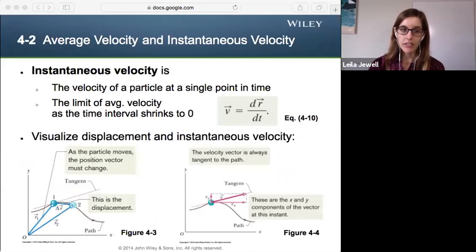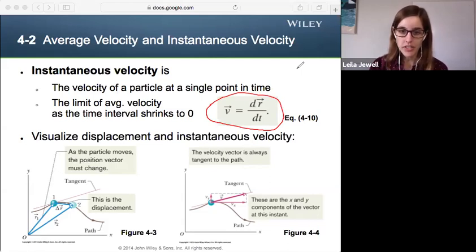Now, we also have instantaneous velocity. This is the velocity at a single instant or point in time. And that's where we look at the average velocity in the limit, the limit as that time interval shrinks to 0. And that gives us that instantaneous velocity is just the derivative of the position with respect to time. So dr/dt.